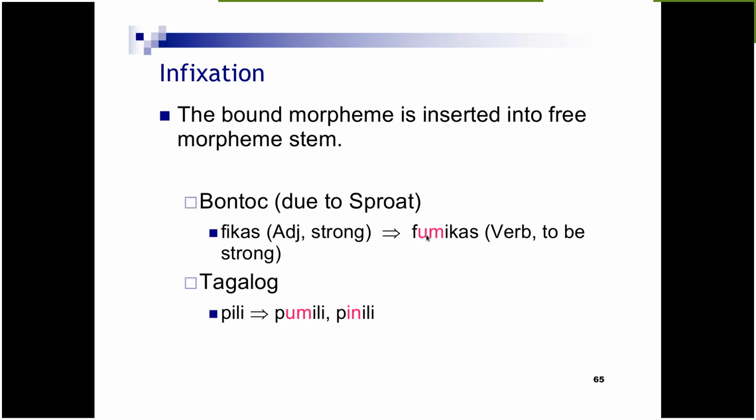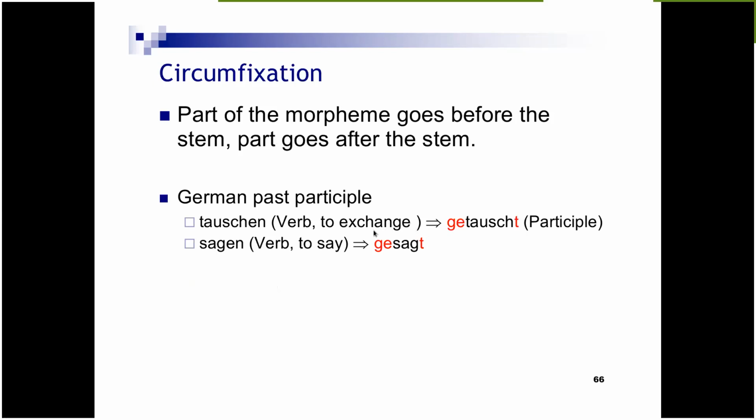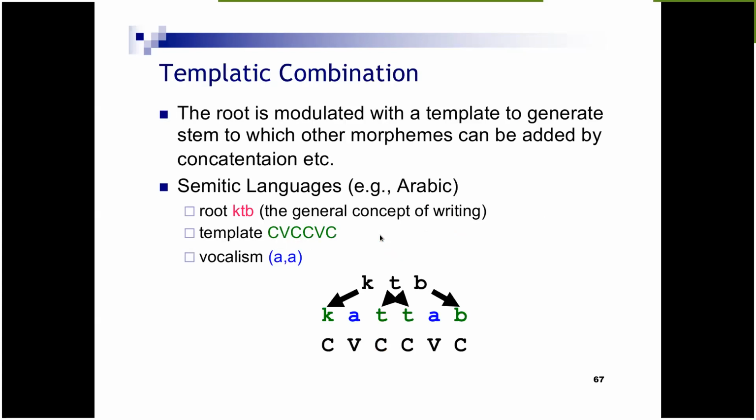So it's infixation. There's another interesting one, which is called circumfixation, where you have, let me see, this word in German, sagen, and then you have this process where you preserve the sag, which is the root, and then you add the morphemes around it. So this is what they call circumfixation. It's another kind of morpheme combination process.